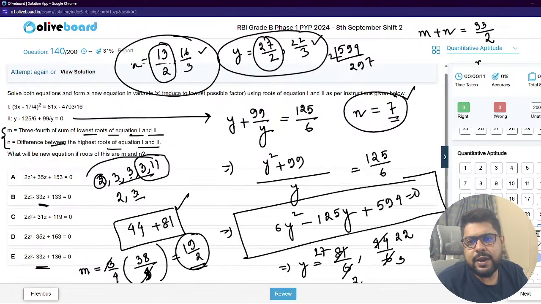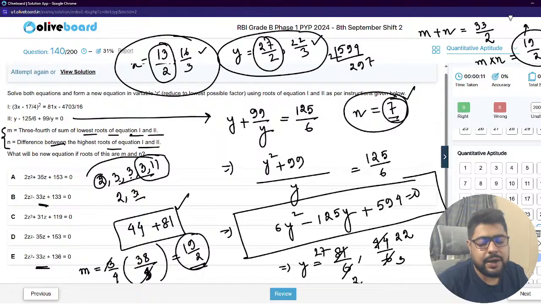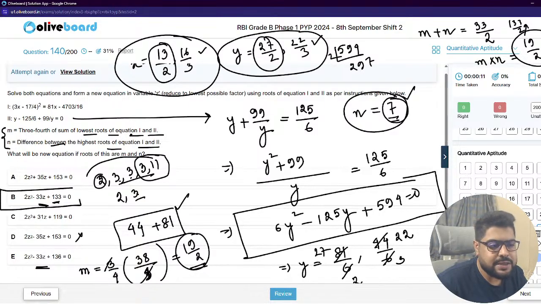And m into n will be what, sir? M into n will be, sir, 7 into this, so 19 by 2 into 7, sir, right? So 19 7 sir, 123, right? Sorry, 133, right? So 133 by 2. 133 by 2, sir. So definitely, sir, 133 is here, not here. So my answer has to be option B, sir. My answer has to be option B.